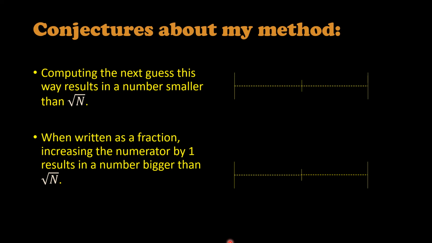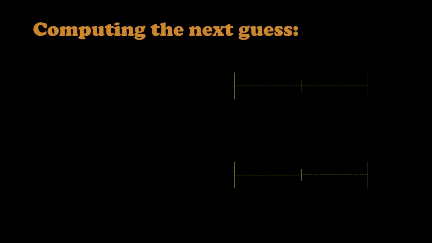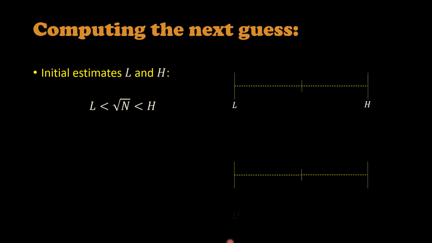In order to figure out stuff about these conjectures, we need to come up with formulas. We need to figure out a general formula for calculating the next guess. So suppose we have initial estimates L and H. We know from the get-go that L is less than square root of n, which is less than H. So square root of n is between those two numbers. I suppose we can assume L is positive. And we do the same number line here. We put L squared there and H squared there, and let's say n would be there, on the bottom number line. And we want to locate our next guess there.